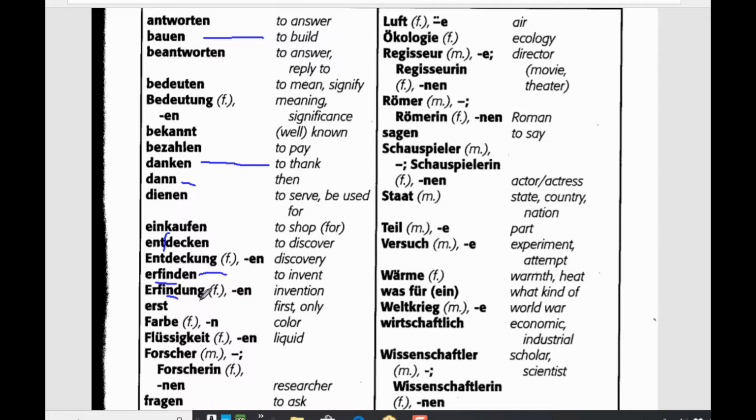Then you have the invention here, Erfindung. Why is this a feminine noun? Because it ends in ung. Yeah. Die Erfindung, you would say. How about this word here? Erst. Erst, first, again, phonetically kind of similar.